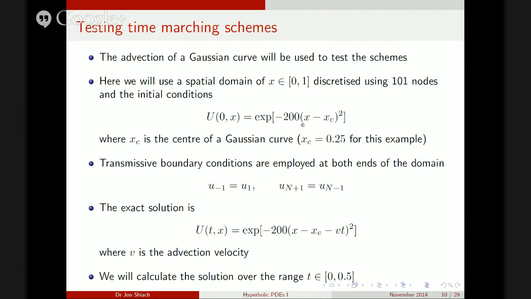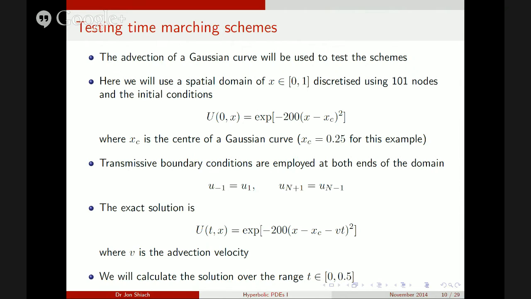And this is my initial conditions. This is the initial conditions when t is 0 and it's some function of x. It's an exponential function with some quadratic polynomial. That's essentially a Gaussian curve. In this case, I've chosen minus 200 times x minus xc, where xc is simply the center of the Gaussian curve. So this will give you a nice bell-shaped Gaussian curve.